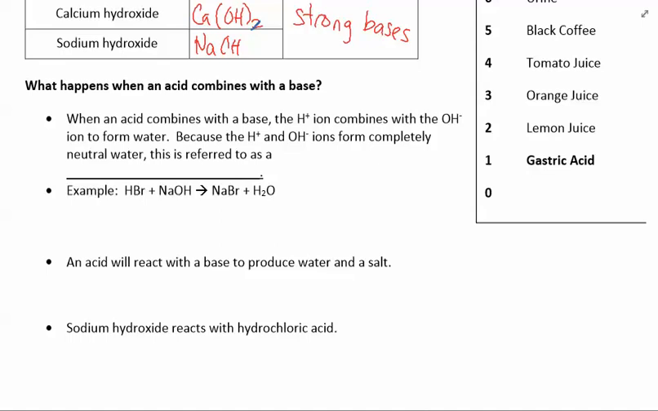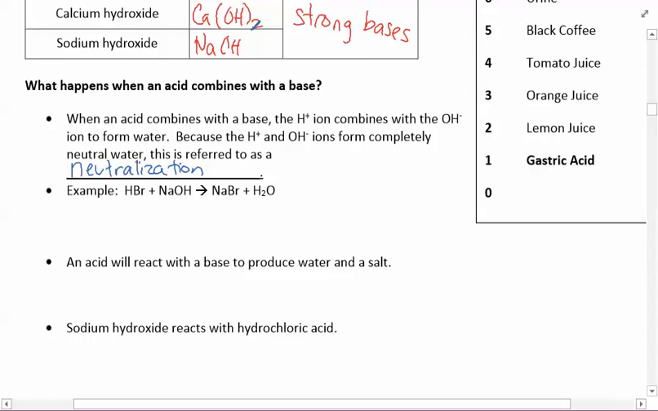So we're going to talk about what happens when an acid combines with a base. When this happens, the hydrogen ion from the acid and the hydroxide ion from the base will combine to form water. This water that's formed is completely neutral. This type of reaction is referred to as a neutralization.